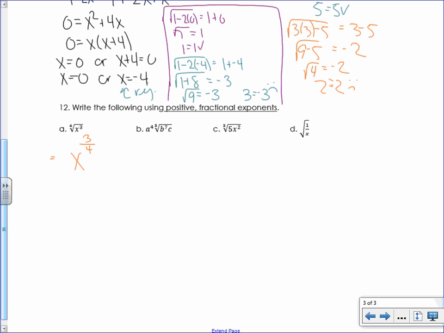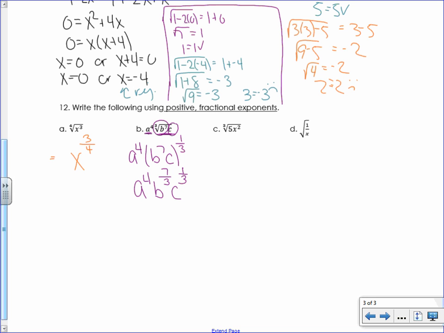For part B, I've got this a to the 4th on the outside, and then on the inside, I've got the radical, so that's what's going to get the fractional exponent. So this a to the 4th is going to stay, and then this b to the 7th c, since this is the cube root, this is the same thing as the 1/3 power. But we can also write this as a to the 4th, b to the 7/3, c to the 1/3. You can kind of break it up like that. So if I had knocked the b's over separate from the c's, either of those are correct.